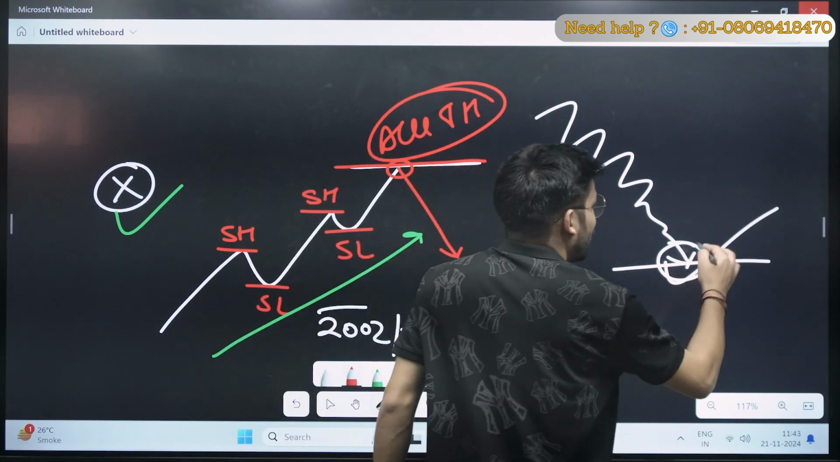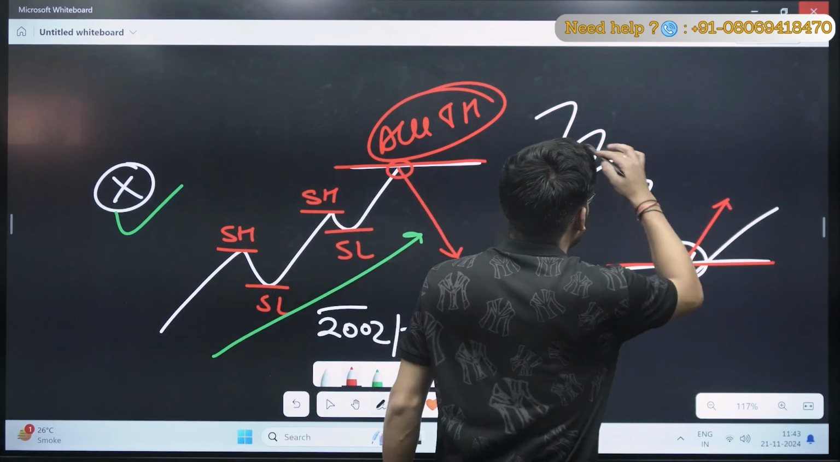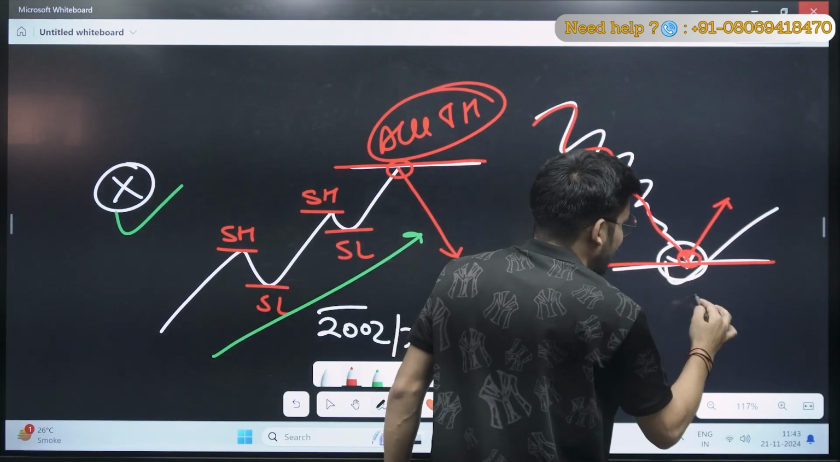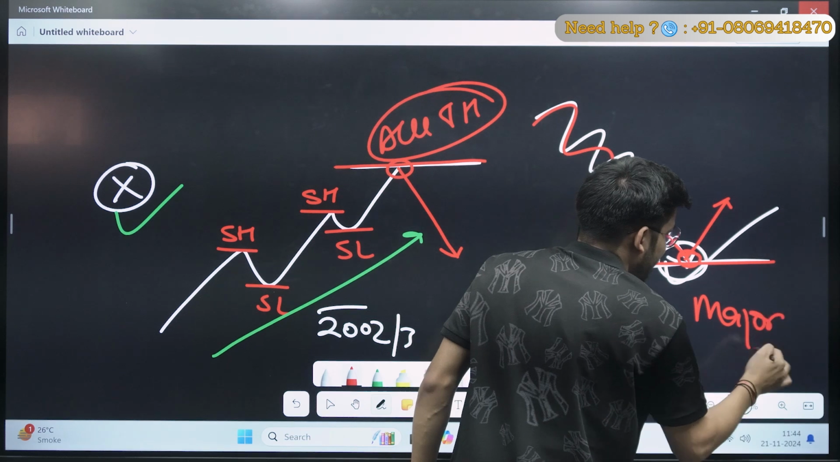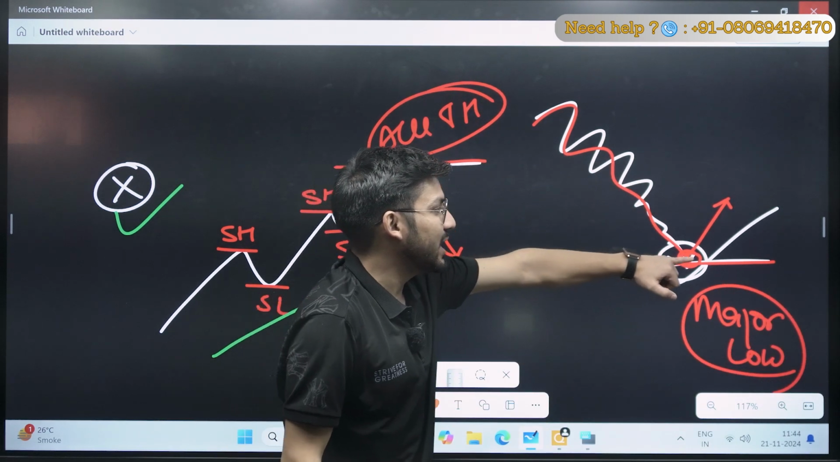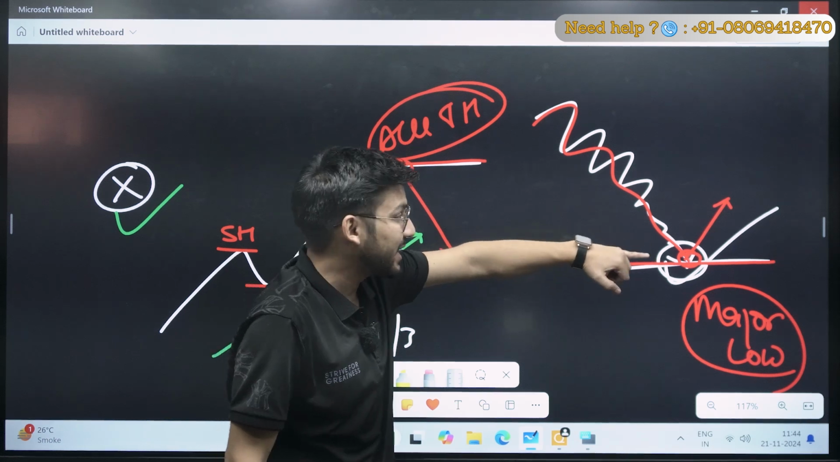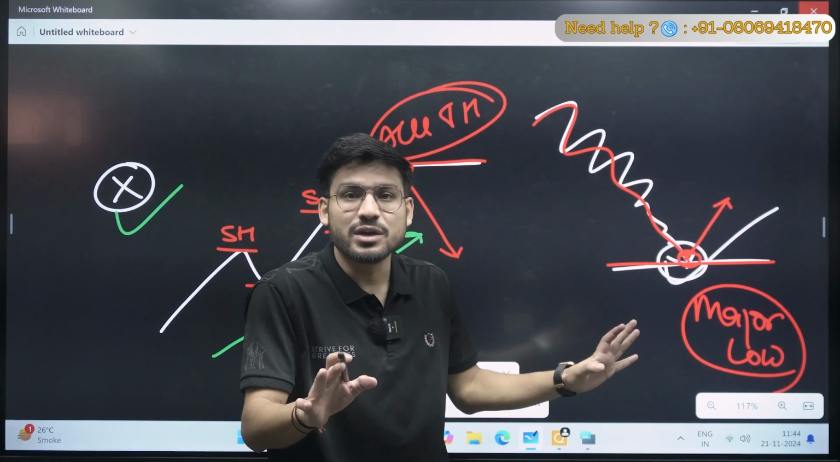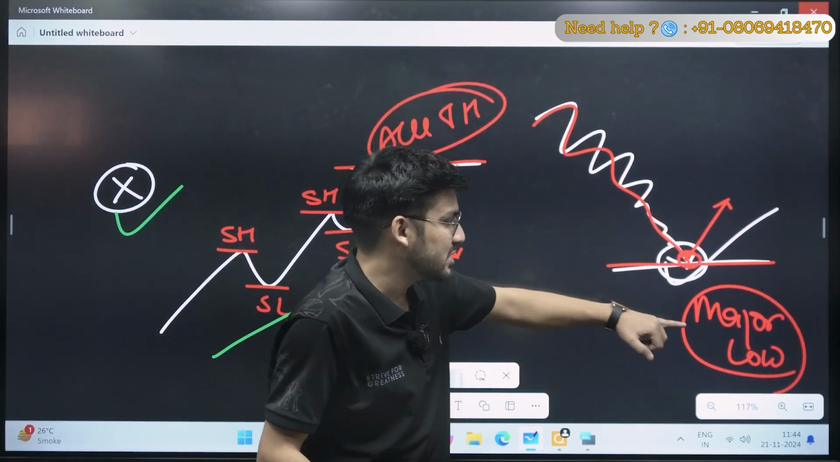If the market goes in the upward direction again, you will consider this level, which was your major low, as your major support. The market will again take support. You don't have to wait for multiple rejections here, because this is your major low.